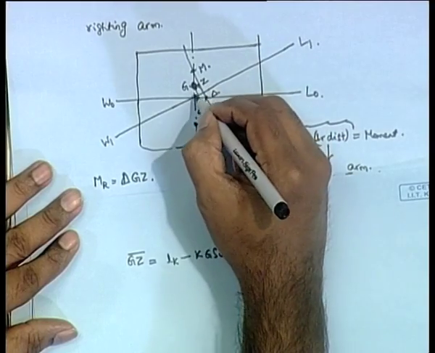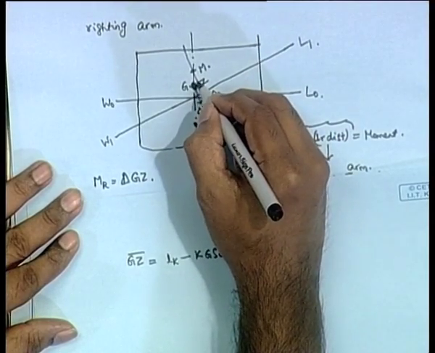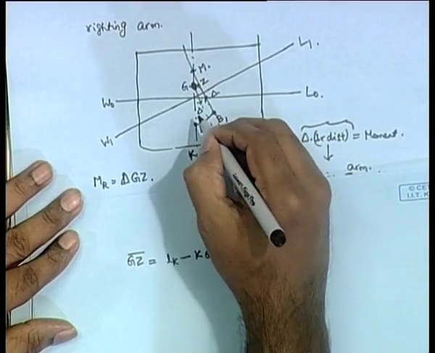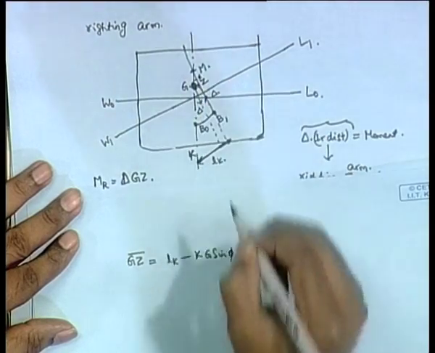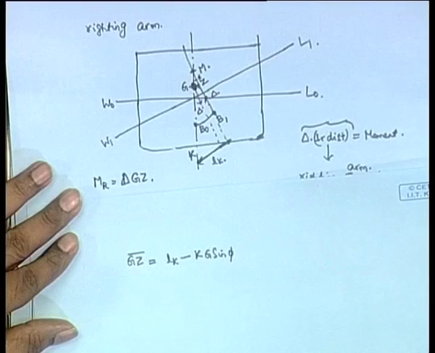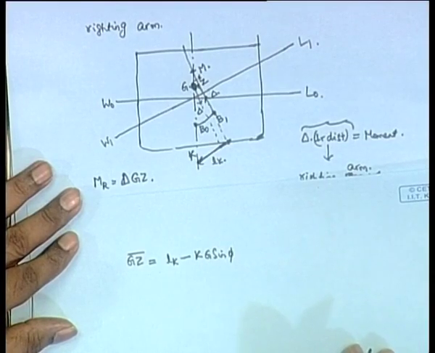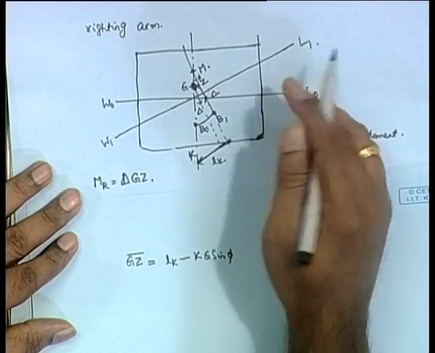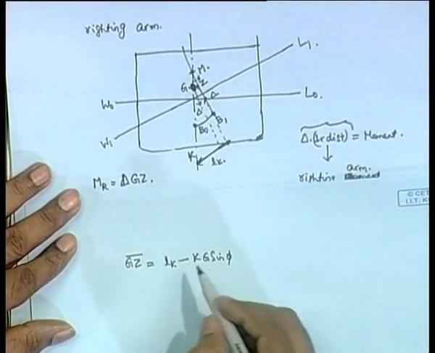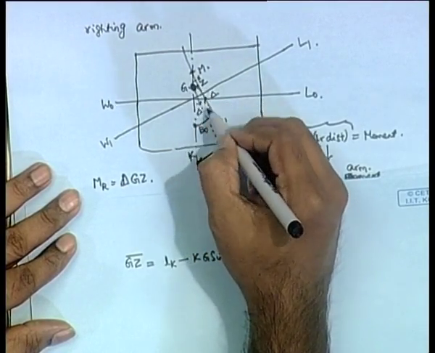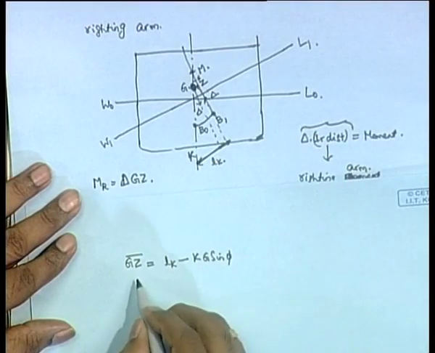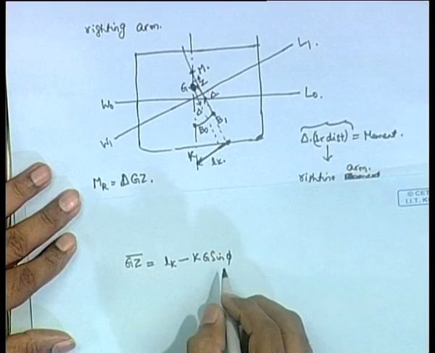Which angle is phi? This one. This angle is phi, okay. There is no space here, but I will mark it. This is phi. It's not at all clear in that. Should I draw it again? Anyway, I think you can see it, but probably they can see that this small angle between KM and this is phi, and GZ is equal to LK minus KG sin phi.